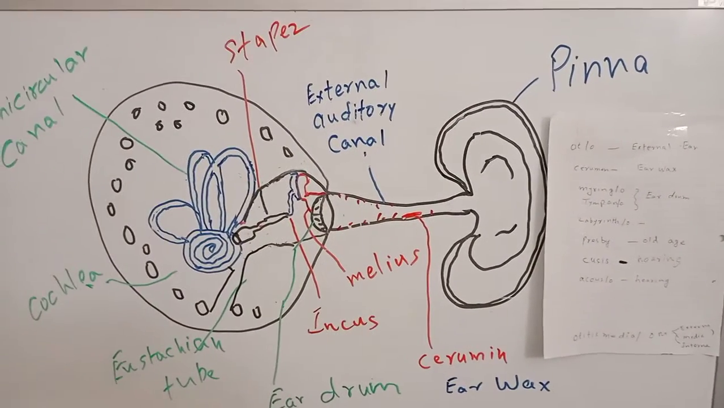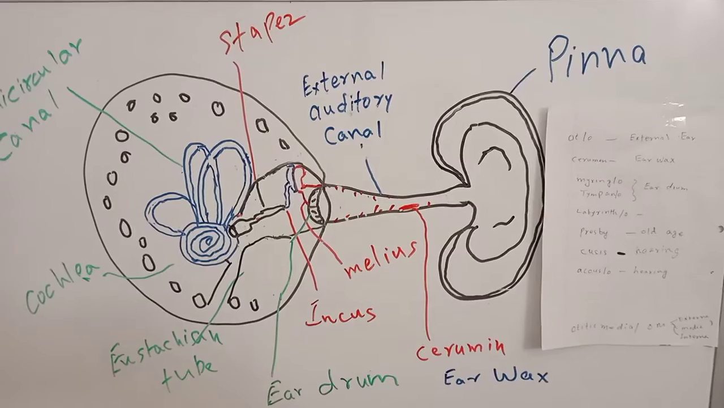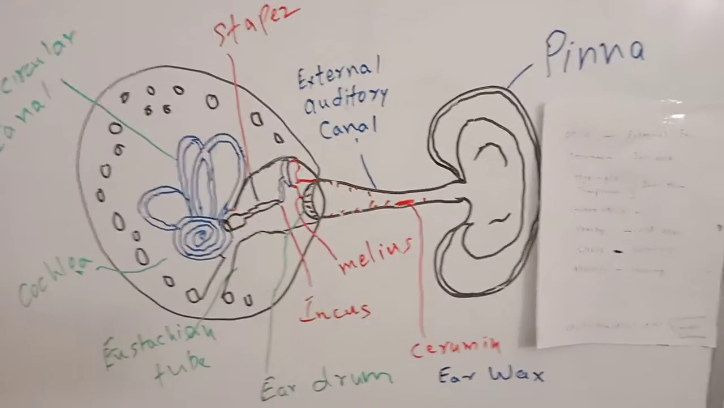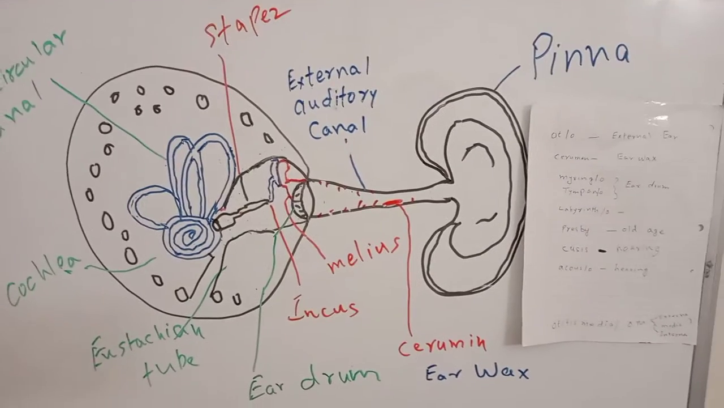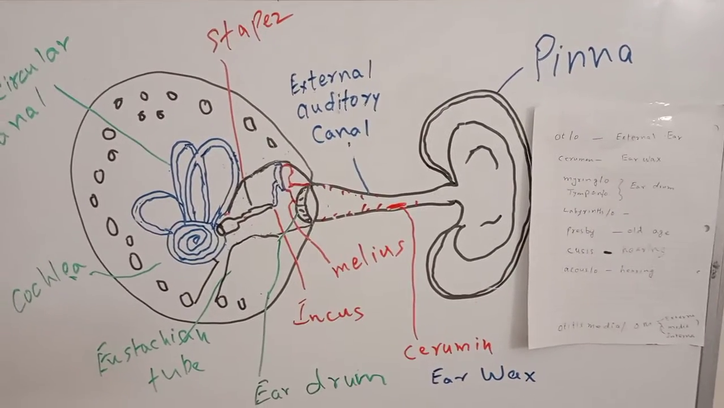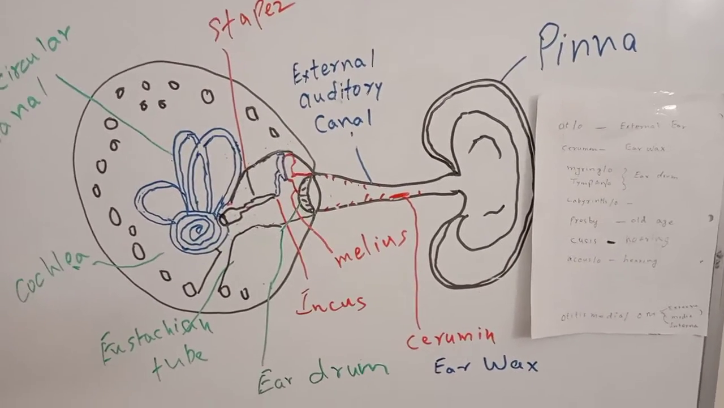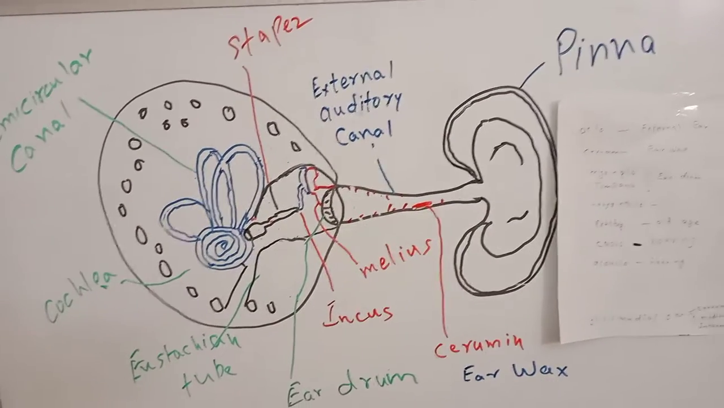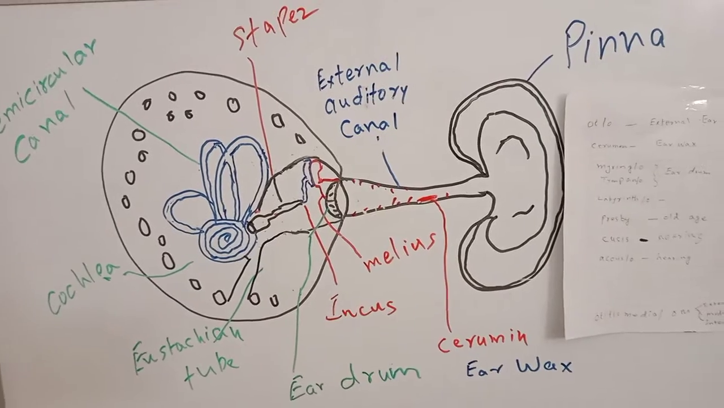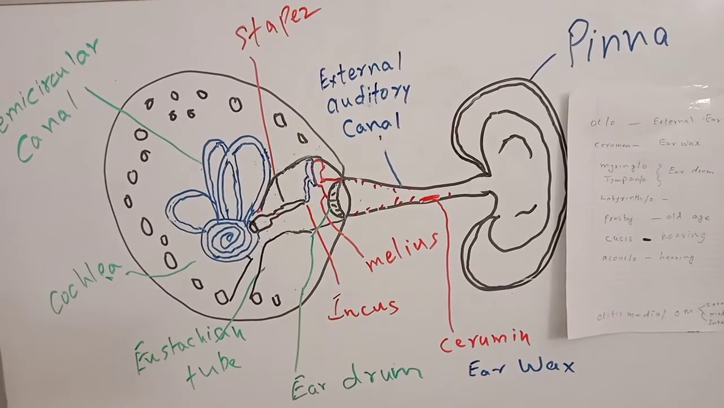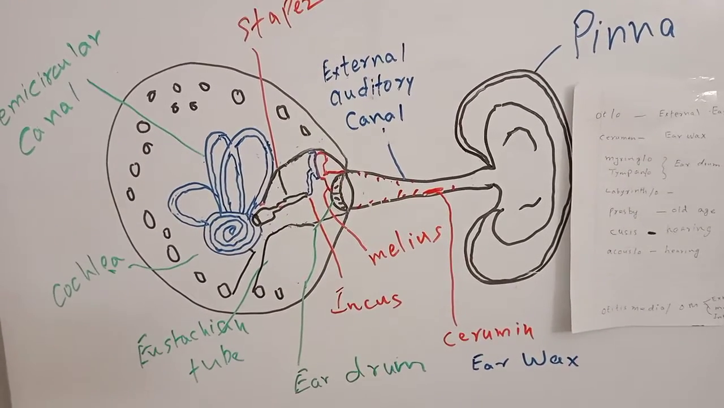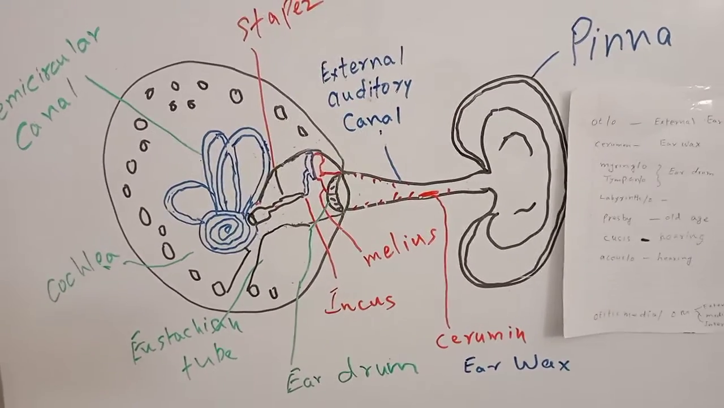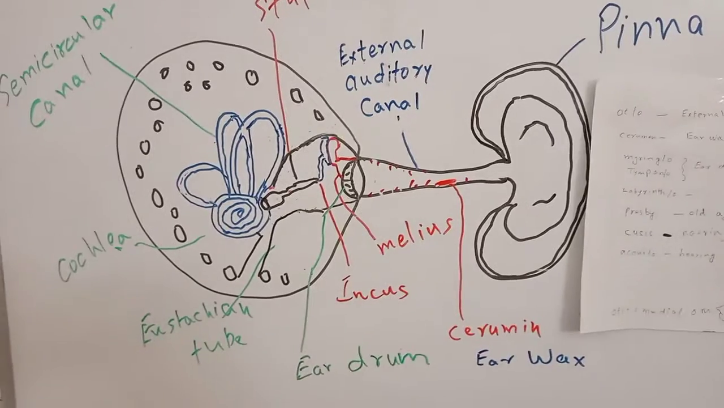Today my topic is ear. Ear is divided into three parts: external ear, middle ear, and internal ear. The external ear is commonly known as pinna. It functions like an antenna of a TV. It attracts the sound waves and directs them to the eardrum through the external auditory canal. This is known as ear conduction.